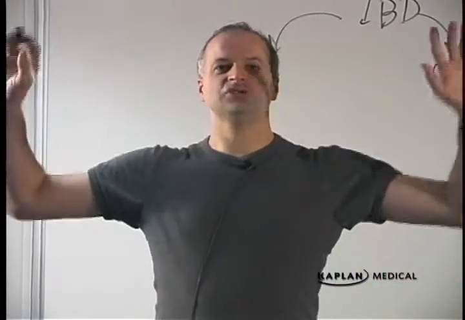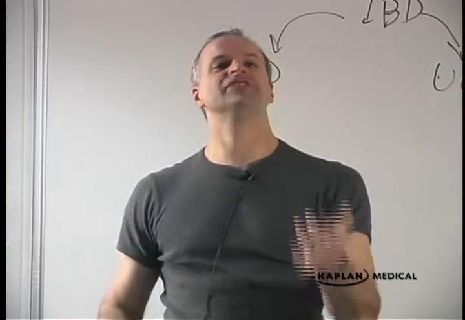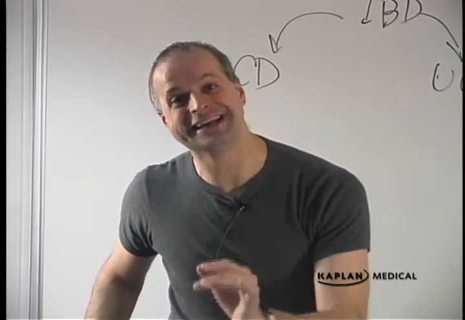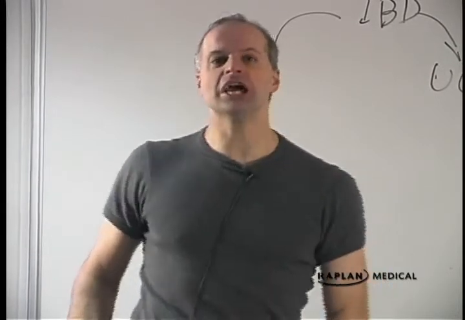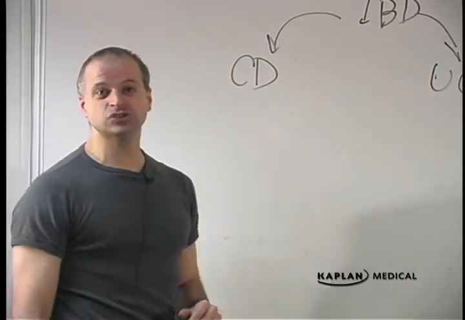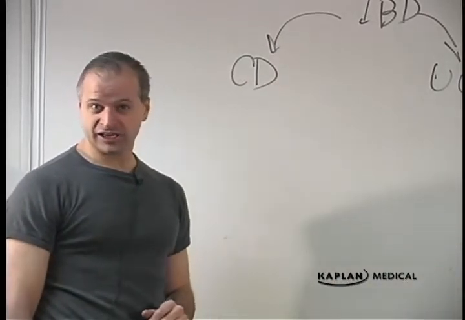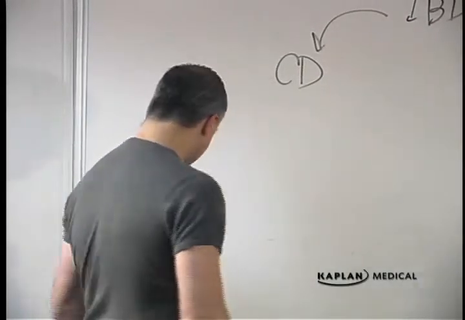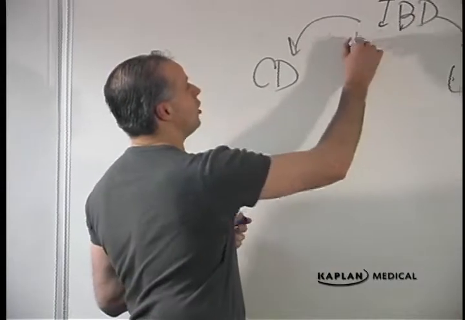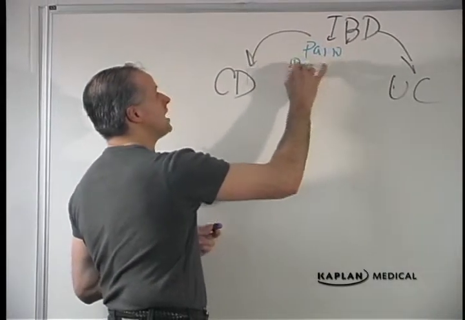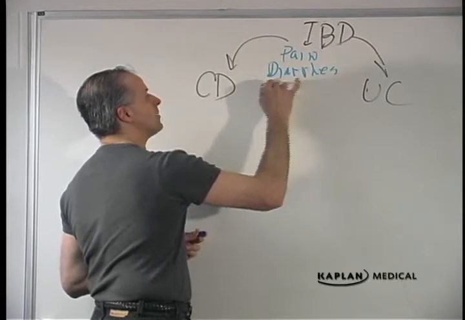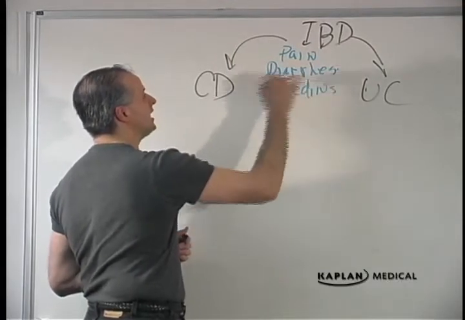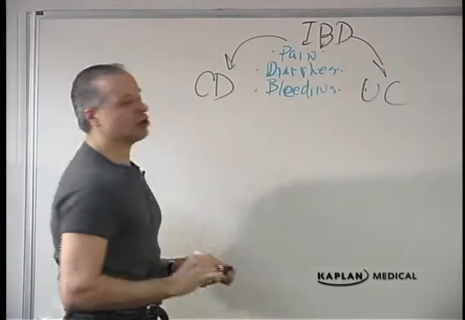Because if we see these two diseases as different variants of the same problem, it cuts what we have to memorize in half. Therefore, let's look at these two disorders as different variations on the same disorder. What do they both have in common? They both cause abdominal pain, diarrhea, bleeding, and fever.